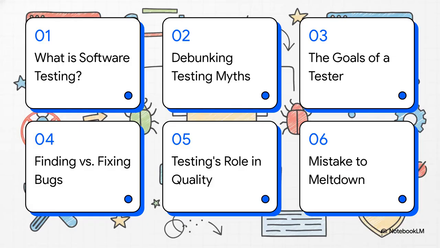All right, here's the game plan. We're starting with the absolute basics. What even is software testing? Then we're going to bust some big myths that trip a lot of people up. We'll get into what a tester is really trying to do, talk about the huge difference between finding a bug and fixing one, and then zoom out to see where testing fits in the whole quality puzzle, right down to how a tiny mistake can cause a total system meltdown.